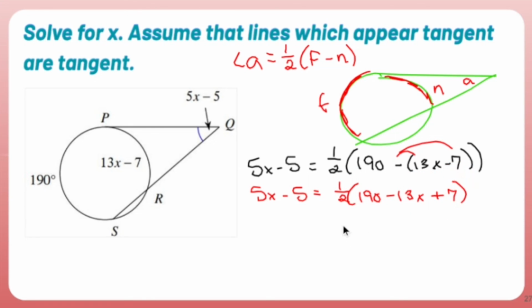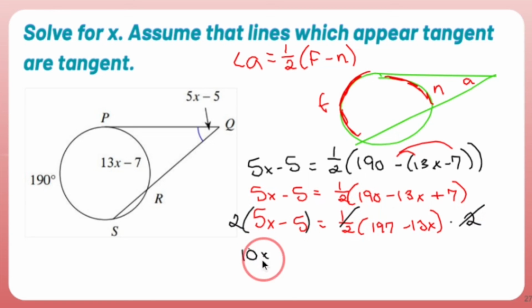Ugh. This is not going to be fun at all. I'll show you my little trick. 1/2 times 190 plus 7 is now 197 minus 13x. Now that 1/2, I don't want to distribute that 1/2, so here's my trick. If I multiply both sides by 2, then these cross out, and all I have to do is distribute the 2 and everything works out. 10x minus 10 is going to equal 197 minus 13x.